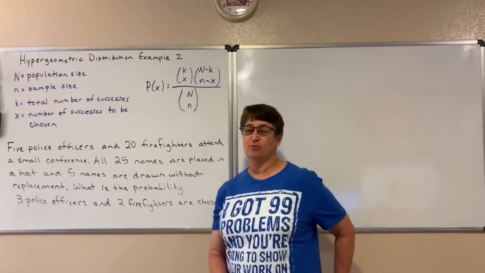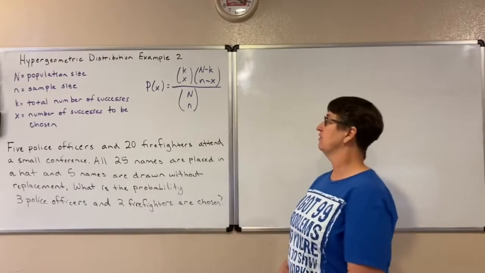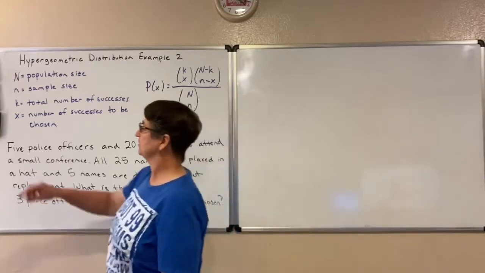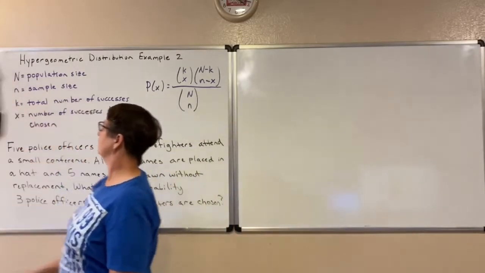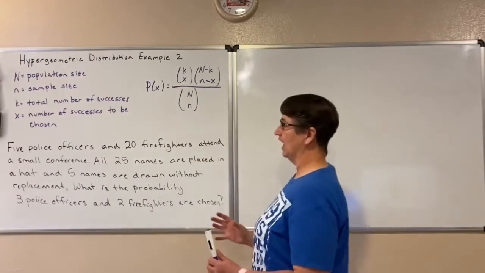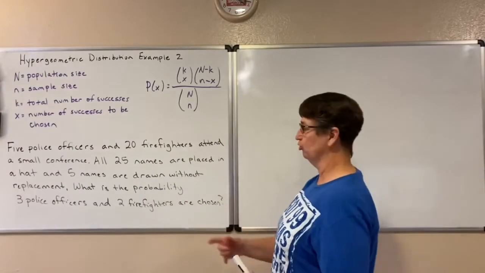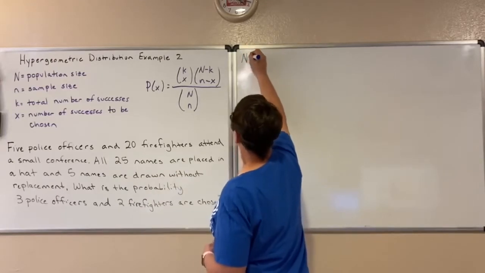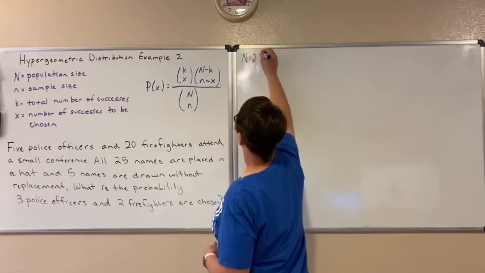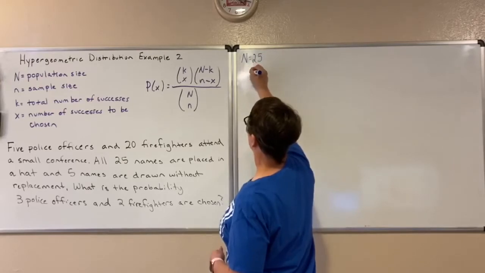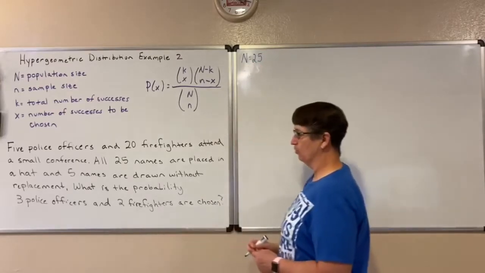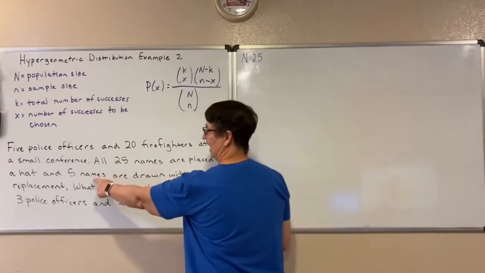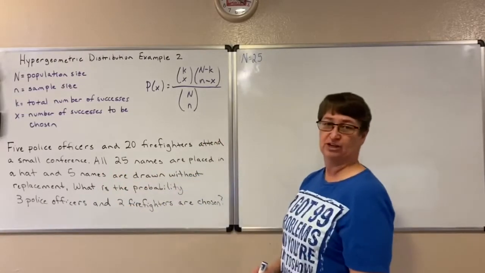So we saw with hypergeometric distributions that we have a population and we're choosing a sample from it. In this case, our population size, or the whole total group, is 25. So our N will be 25. And from that, we will be choosing a sample. Well, all 25 go in the hat, but only 5 are chosen. So 5 here is our sample.